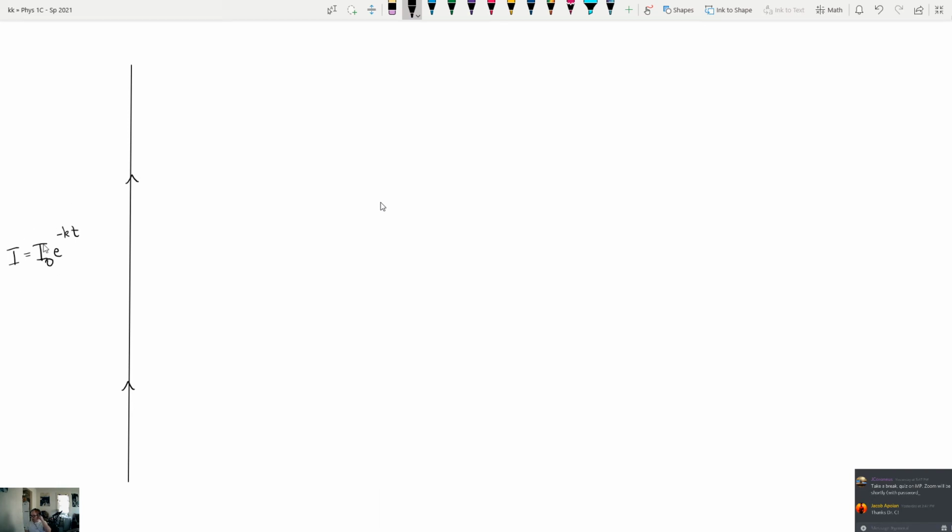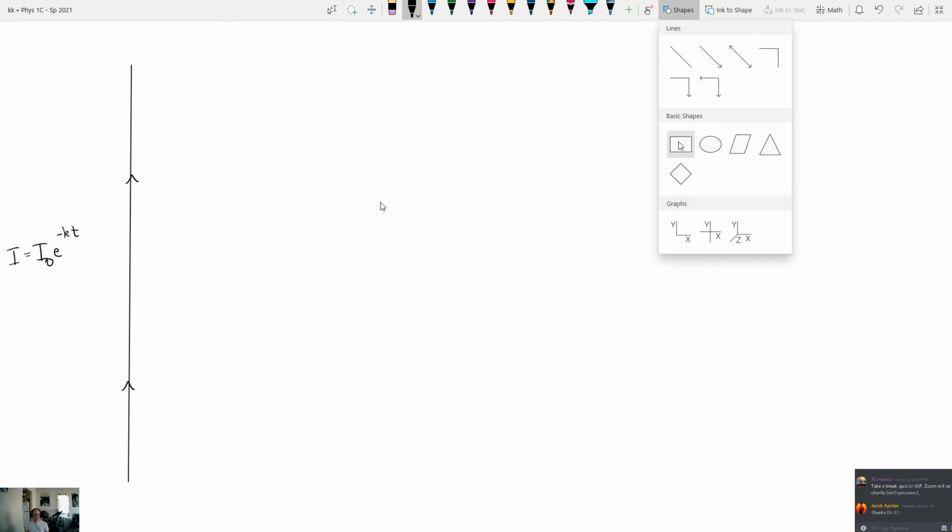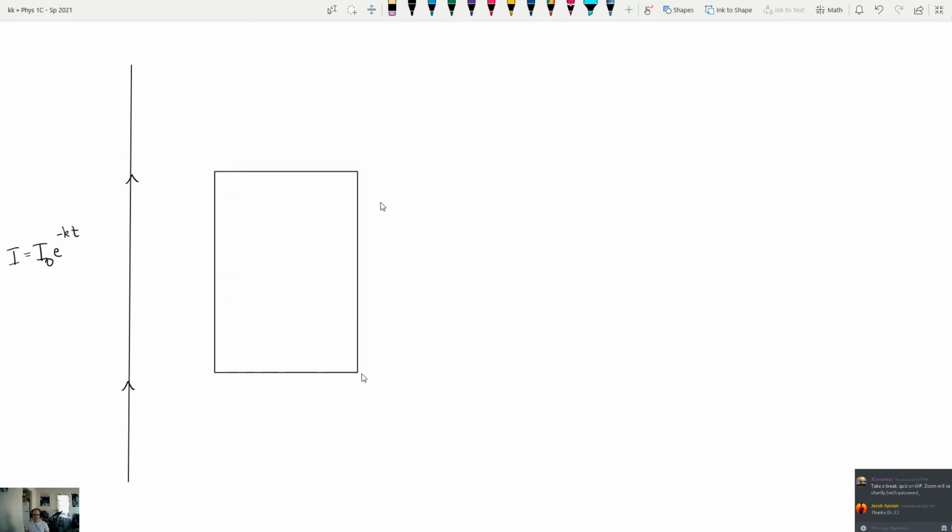So the point is that we have a current in this wire that's exponentially decaying, okay? That's what's going on. Now next to this, we're going to place a loop, and let's give it some parameters. So we'll say that the distance that the loop is away from the wire is going to be a. And then we'll just use b and c for the other dimensions.